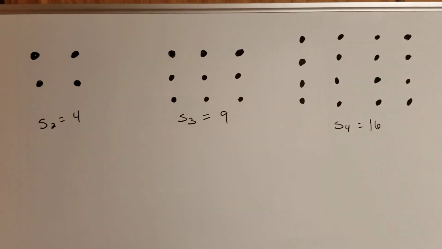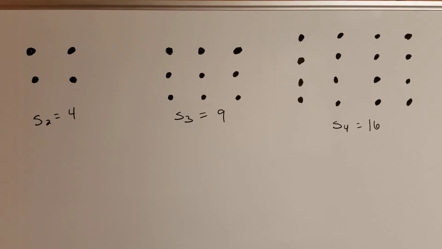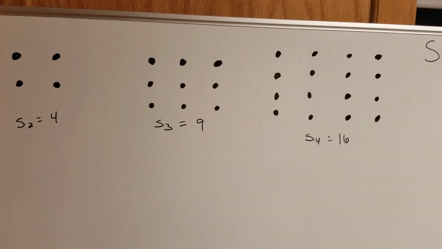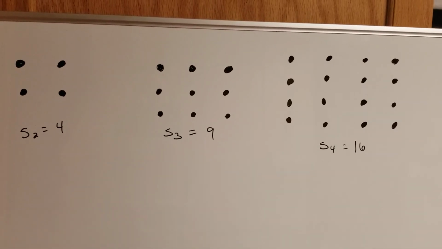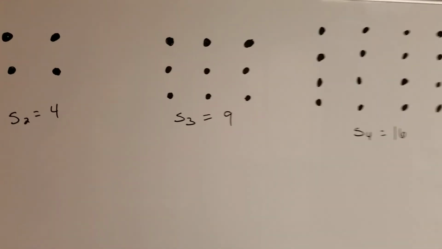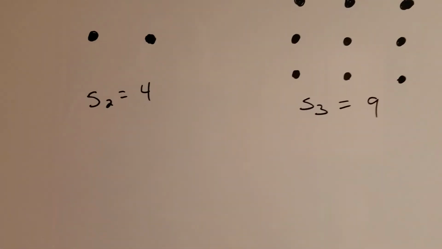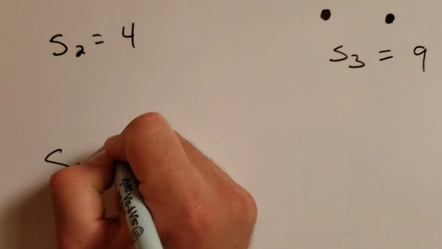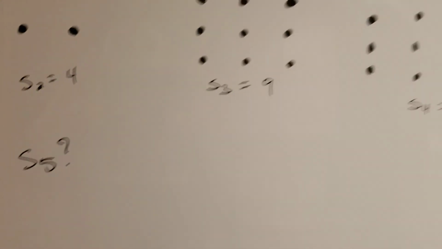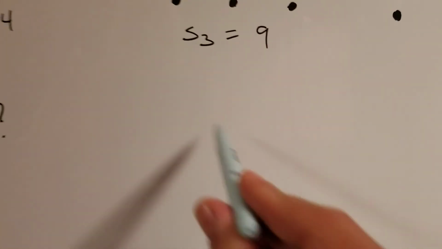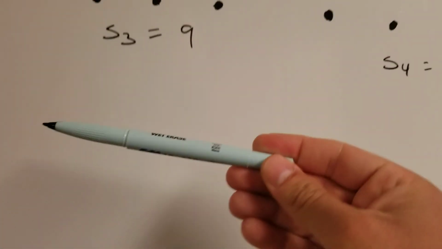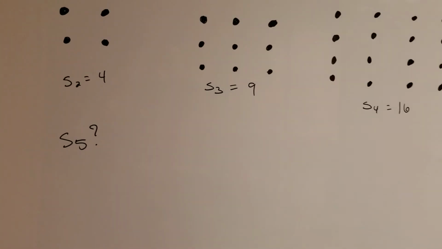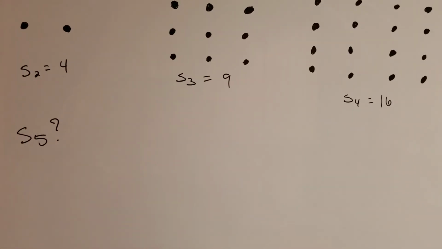But now, what do we want to do with this? Well, like I said, what we're really looking at here are patterns. We want to figure out, what's the pattern here? How are these numbers growing? In other words, what if I wanted to figure out what S5 is? We could play the same game. I could make a diagram, try to make a square with 5 rows of dots and 5 columns, and then I could count up all the dots.